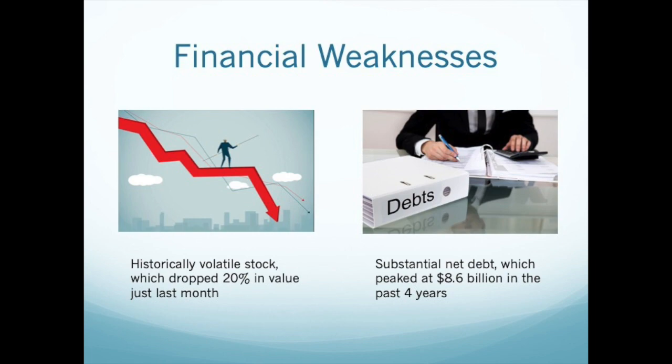Scientific Games' stock has a relatively volatile history, with a downward trend as of late. In the past month alone, the stock has dropped over 20%. This cannot be comforting to shareholders and could affect access to capital if this trend is not turned around. In addition, the company has a net debt that has peaked at $8.6 billion in the past 4 years. This debt was most likely used to fund their expansion and acquisitions, a necessary cost, but it still needs to be carefully managed so that it does not get out of hand in the future.